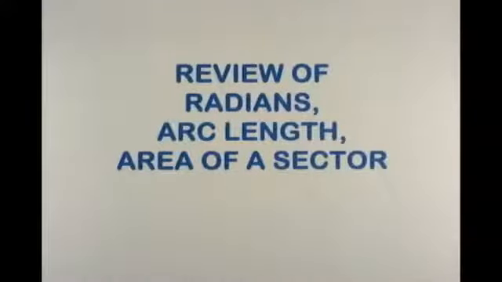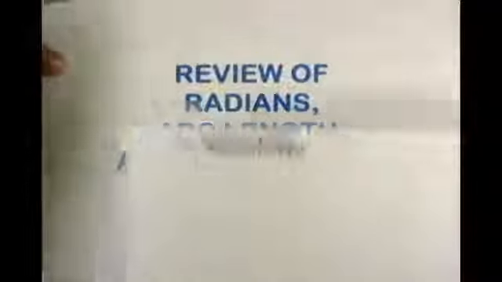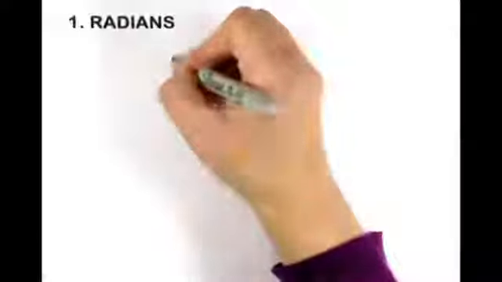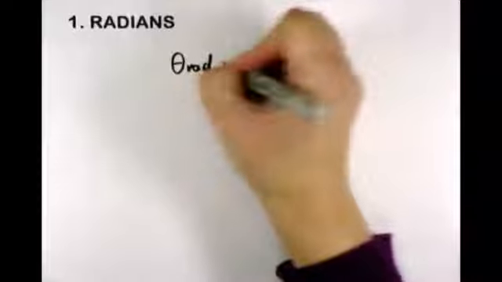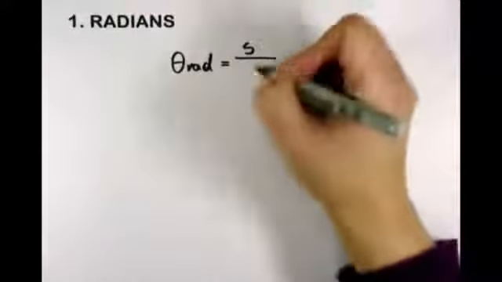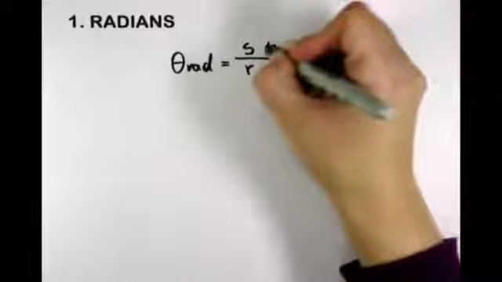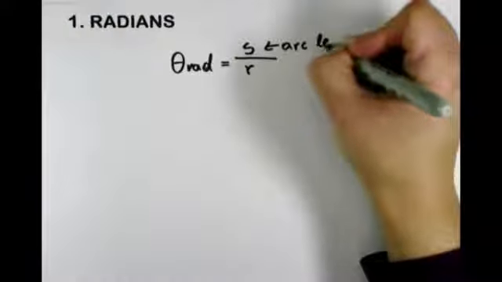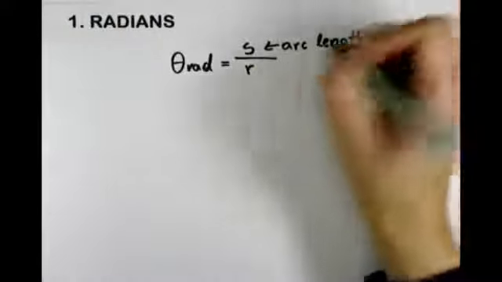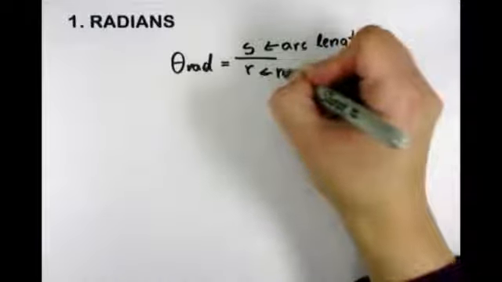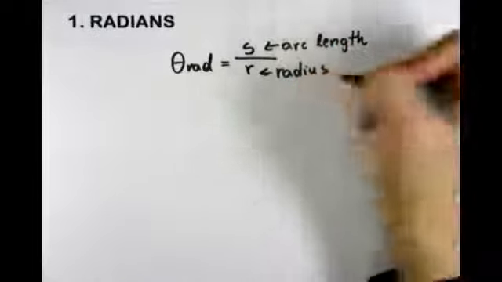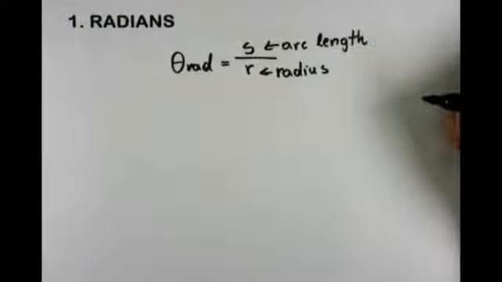Review of radians, arc length, and area of a sector of a circle. So first, radians. Theta radians is the ratio of arc length over the radius. Arc length over the radius, and must have the same unit.